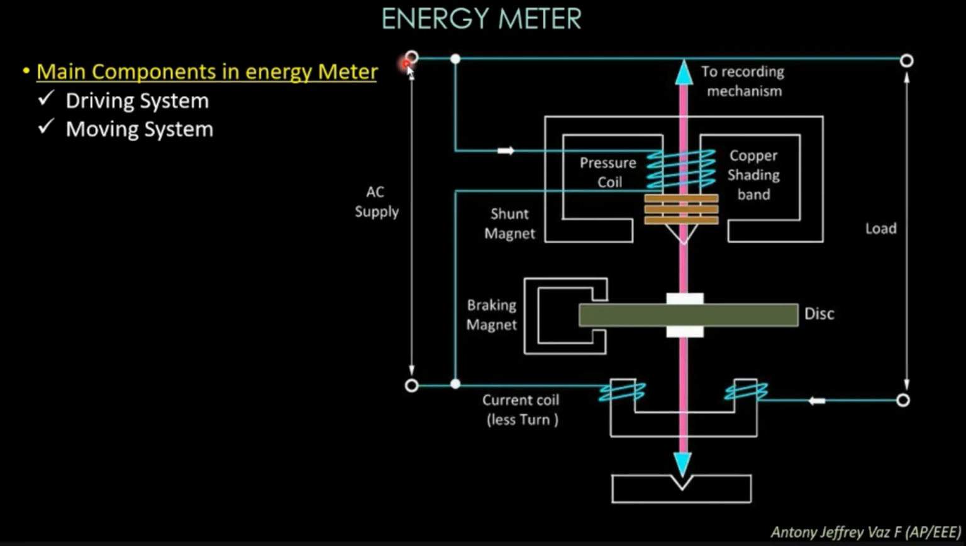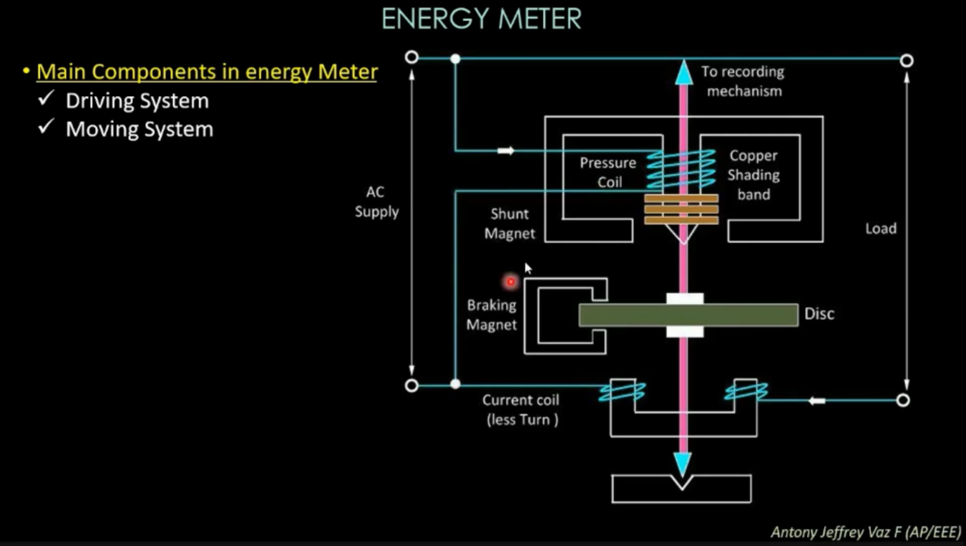You can see this is the AC supply, and this is the load. You are going to connect the load, and here you are going to connect the other end of the load. Similar to a wattmeter, you have a current coil at the bottom end, and then you have a pressure coil or voltage coil at the upper end.